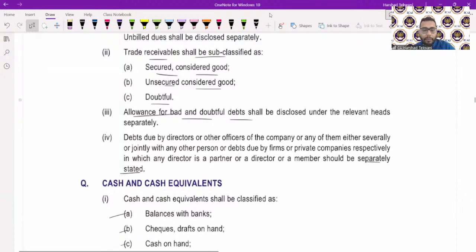Clear? Srinidhi, Harshad, clear? Point number 5. Savita, can you explain which point 5 we are talking about here? Which point 5?